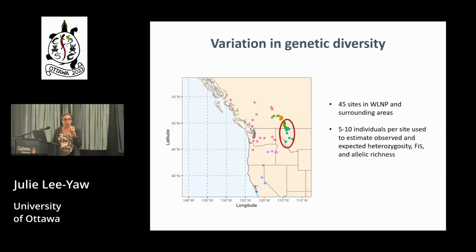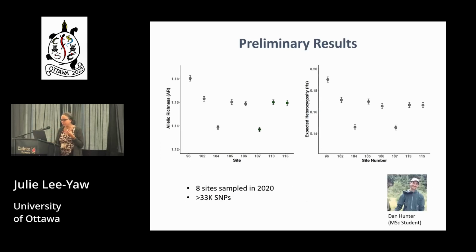So towards this goal, we went and did some finer sampling of 45 sites in Waterton and the surrounding area. And we're looking at 5 to 10 individuals per site, and we're using them to estimate some of our common population genomic metrics. So here I'm just going to show you some very preliminary results that were actually included in a master's student's thesis in the lab.